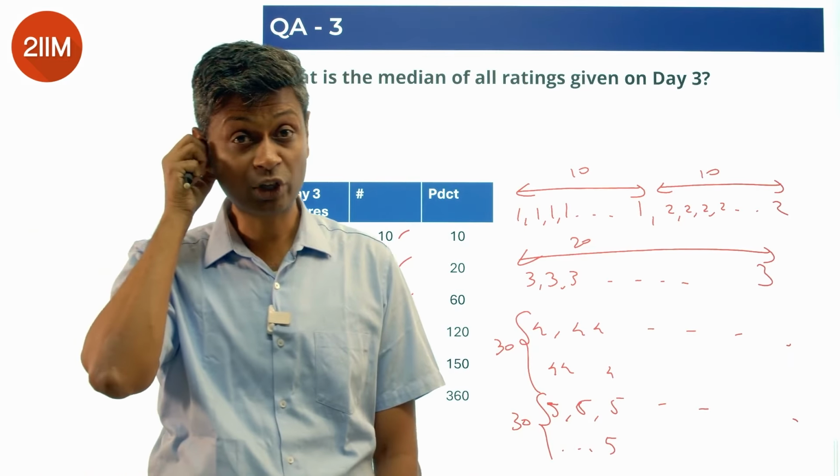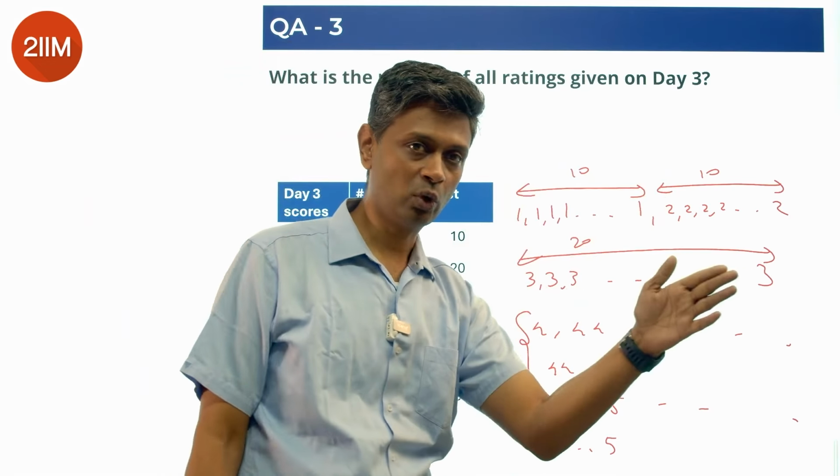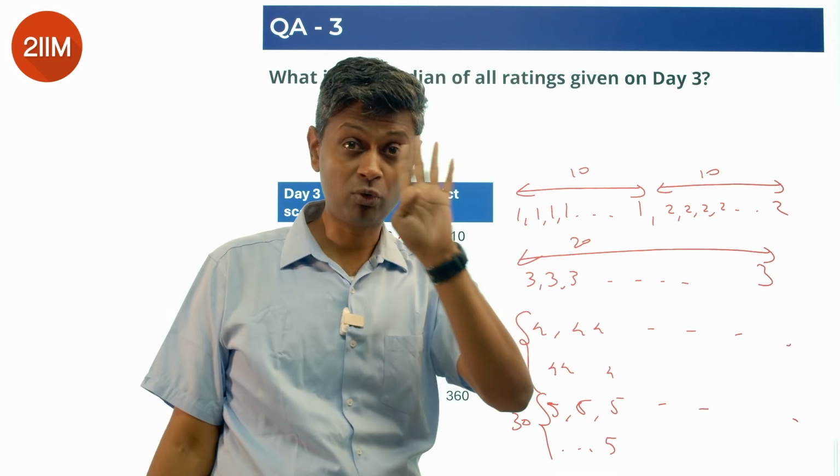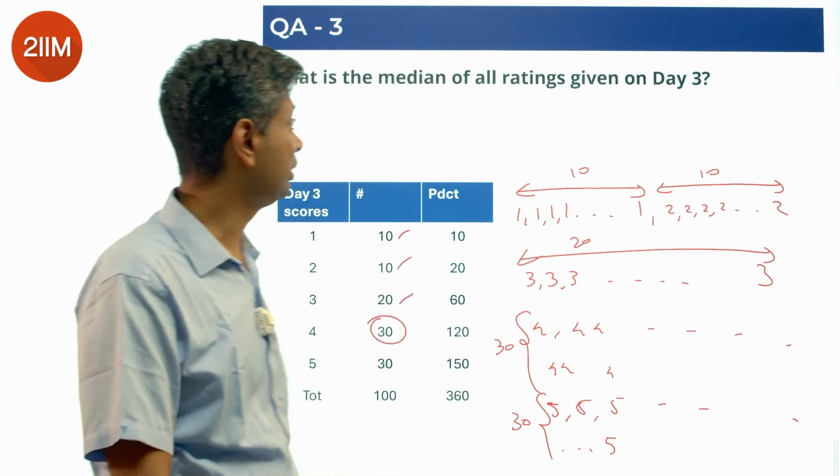Median of this is the average of 50th and 51st terms. 10, 20, 40 terms, till 40 terms, 1, 2, 3 are completely out. From the 41st term to the 70th term are all 4s. So median is 4.